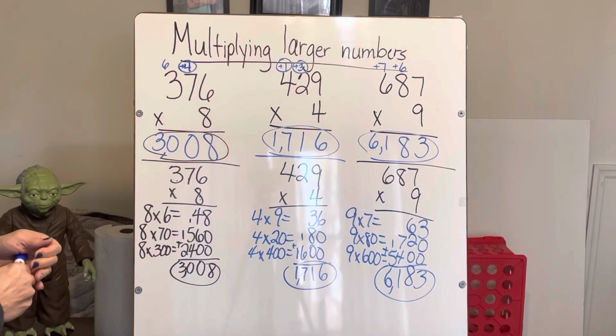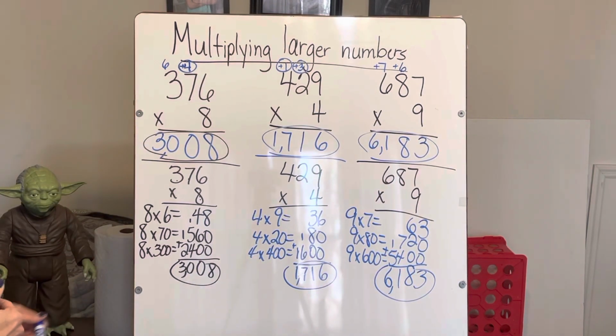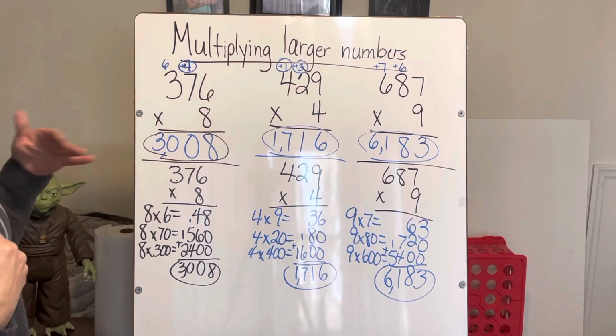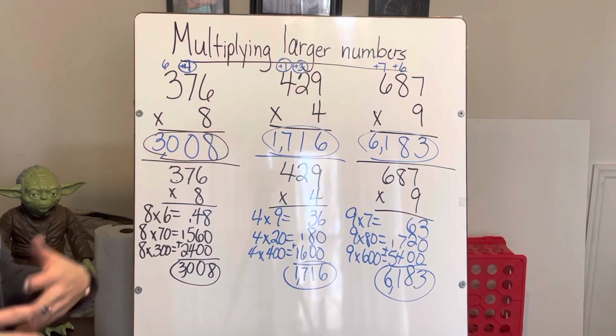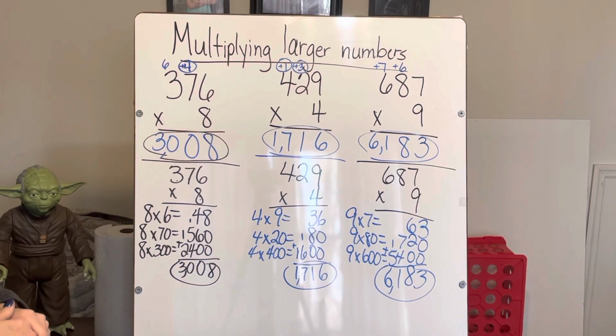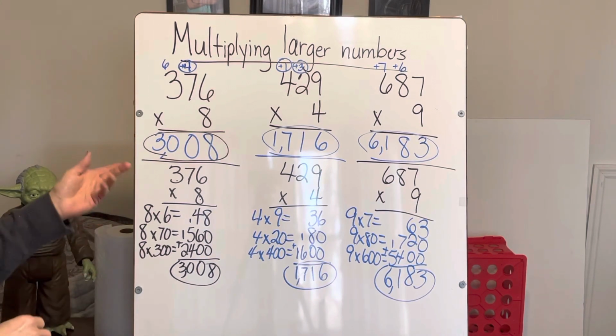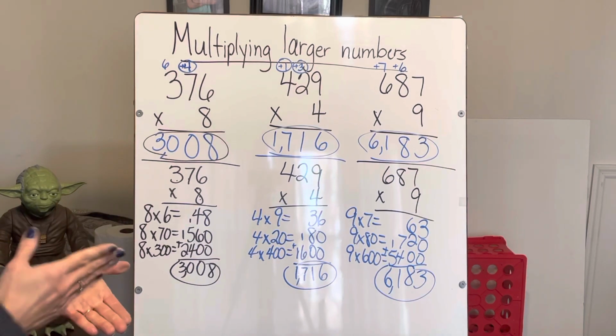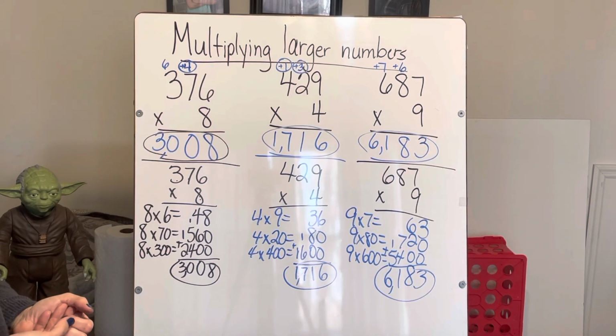All right? So I want you to practice this technique, or choose the strategy that you like best. I'm going to give you 10 problems to practice multiplying larger numbers. And I want you to go back and make sure that you're checking. You can check it with the other strategy, or you can just do it a second time on your paper and make sure that you got the right answer.